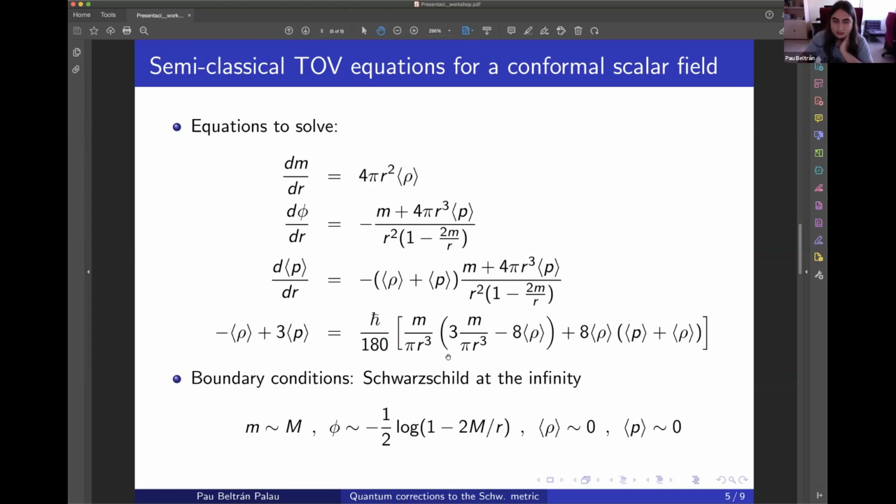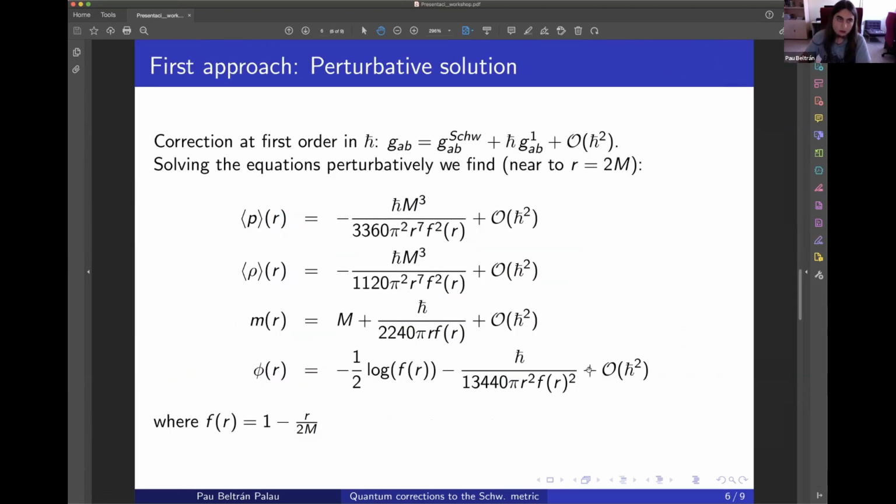this metric behaves as the Schwarzschild metric. And therefore, we impose that the metric has this form, which is the known Schwarzschild expression, and the stress-energy tensor is 0 at infinity. Okay. So the first approach to solve this problem is to solve these equations perturbatively.